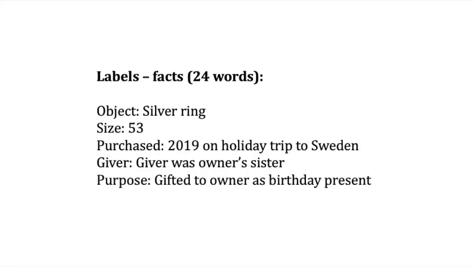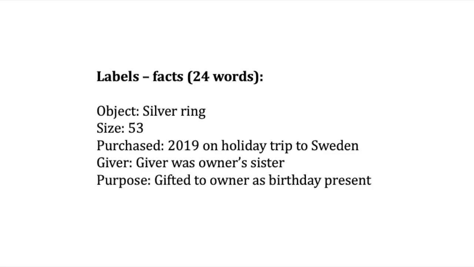Now let's have a look at facts first. What is this object? It's a silver ring. It has size 53. It was purchased back in 2019 on a holiday trip to Sweden. The giver was the owner's sister, and the purpose of the gift was a birthday present. Now these are facts. It's not particularly interesting, but they are facts.